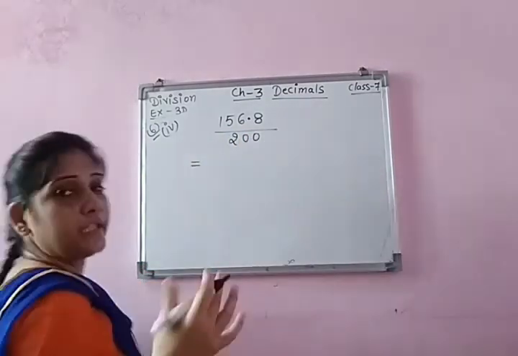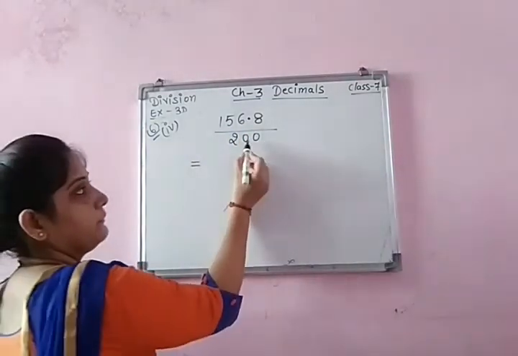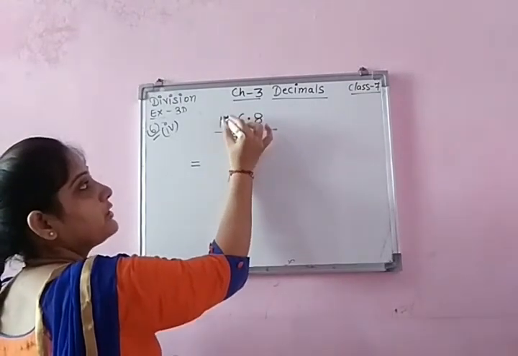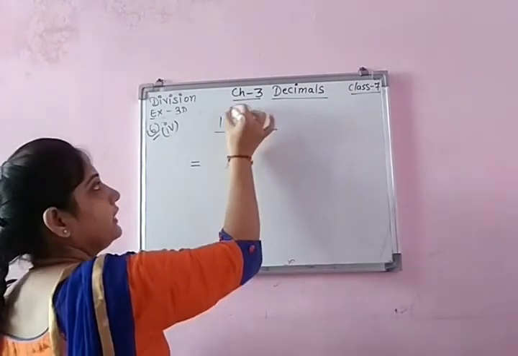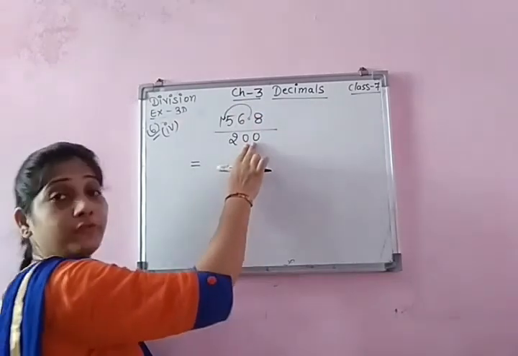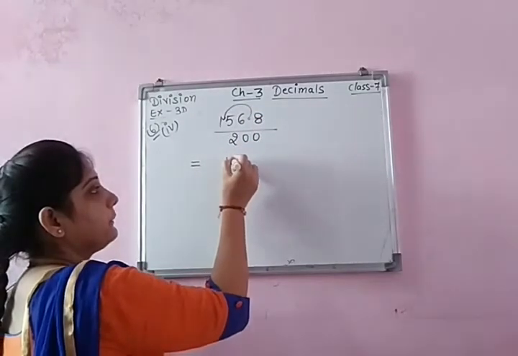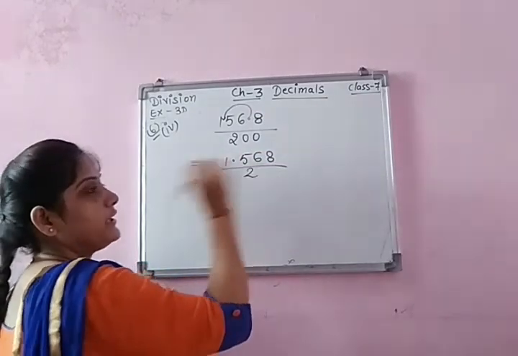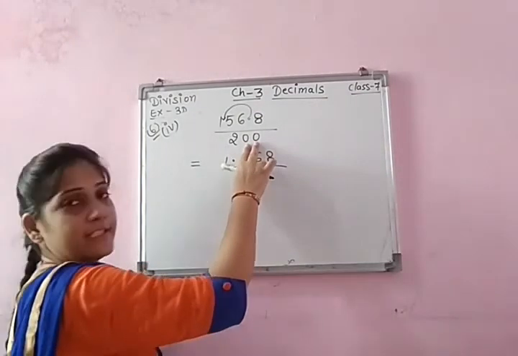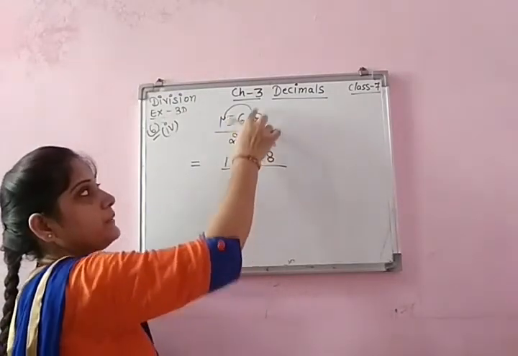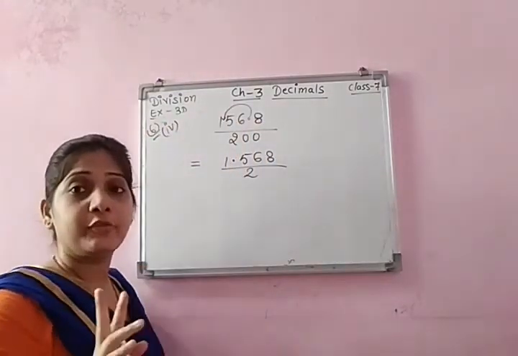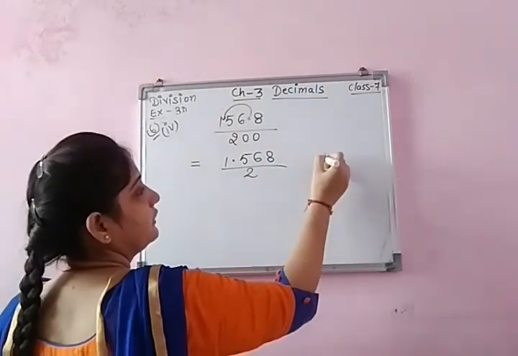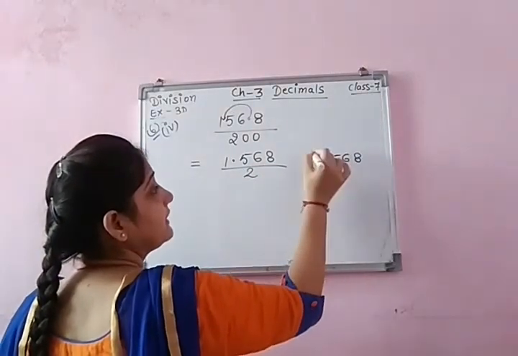Now you think, children, how many zeros are there? There are 2 zeros. So it means the decimal point will be shifted 2 places. Okay, it will be shifted 2 places because of the 2 zeros. So the number is 1.568 and we need to divide it by 2 only. We remove these 2 zeros. When we remove these, the point will be shifted to the left by 2 places. Now we know how to divide by 2 because the table of 2 is easy.